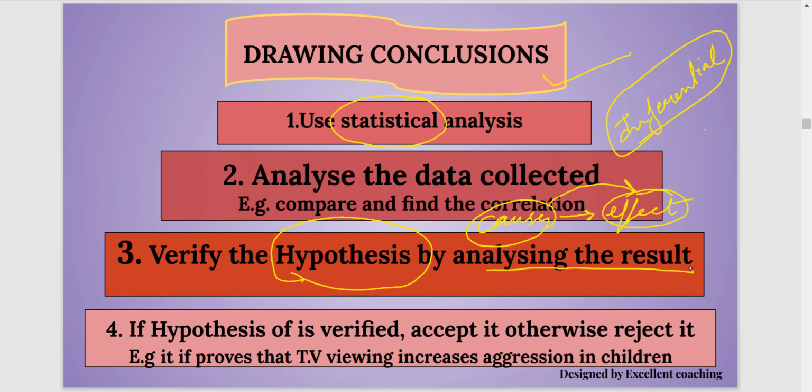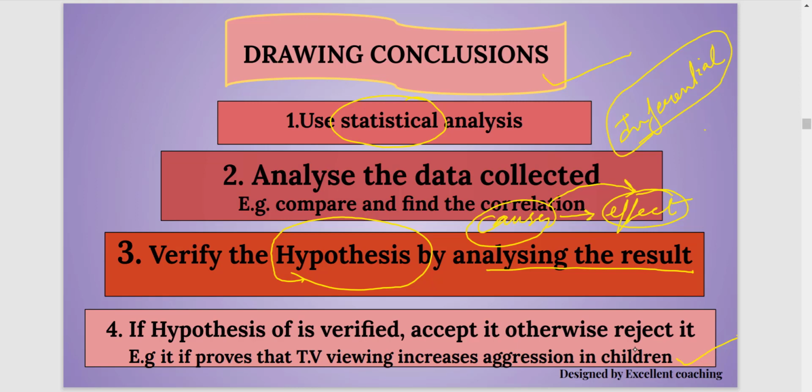For example, suppose you were saying that TV viewing increases aggression in children. If what you have found through your research is also telling us that TV viewing increases aggression in children, and that is what your hypothesis was, then you will say that your hypothesis is verified and your research also says that TV viewing increases aggression in children. That is how you conclude your research.